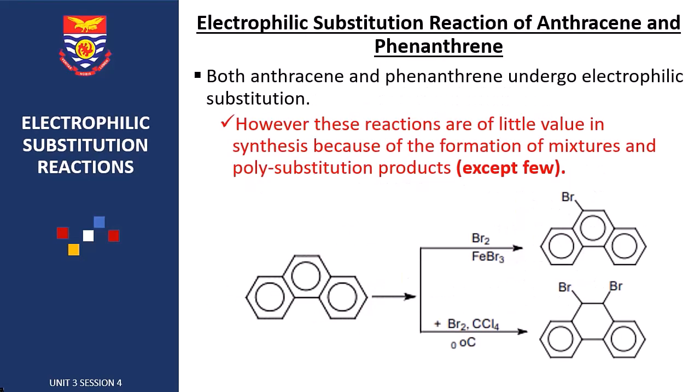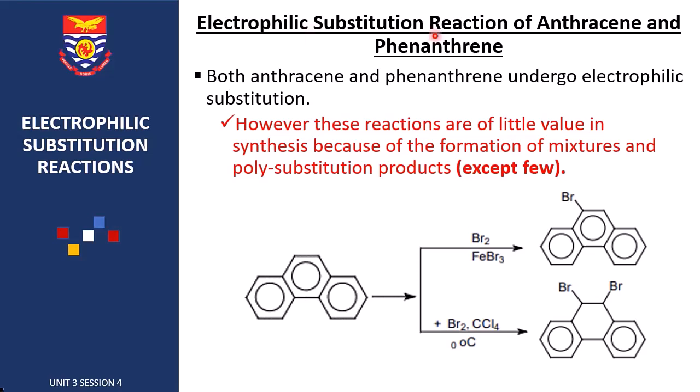Just like any other aromatic systems, phenanthrene and anthracene also undergo electrophilic substitution reactions. However, these reactions are of little value in synthesis because of the formation of a wide variety of mixtures and polysubstituted derivatives. There are a few exceptions, an example being bromination, which attaches to the ninth carbon, known as the 9-bromophenanthrene compound.